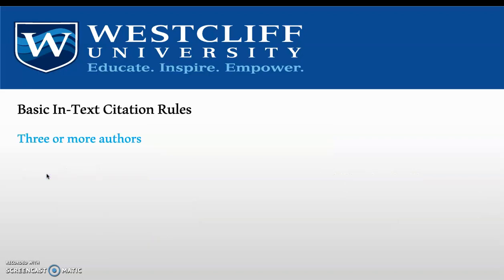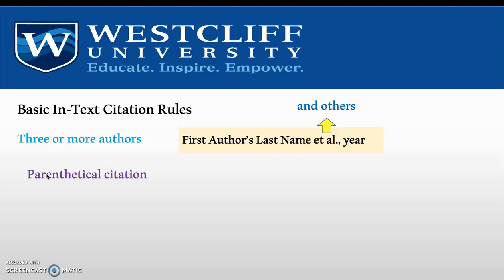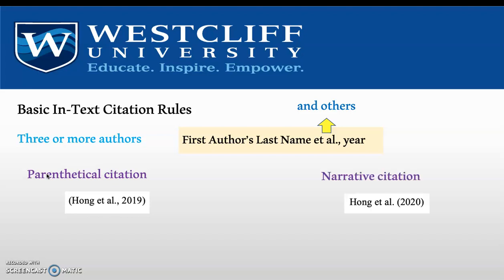This is a change with 7th edition. So if there are 3 or more authors, you're going to list the first author's last name followed by et al. Et al. simply means "and others." So an example would look like so: Hong et al. The period only comes after the "al," not after the "et." Same thing with the narrative citation.